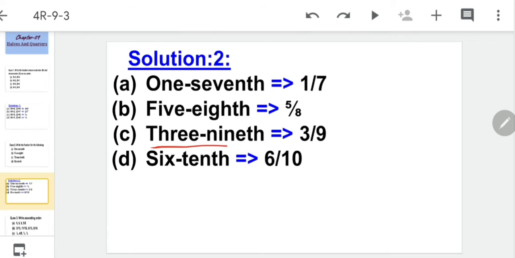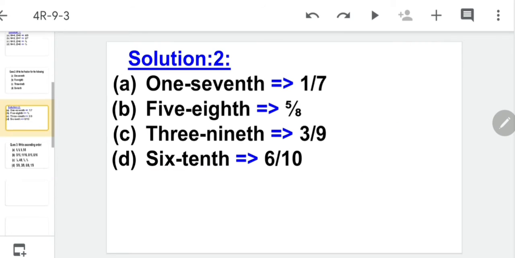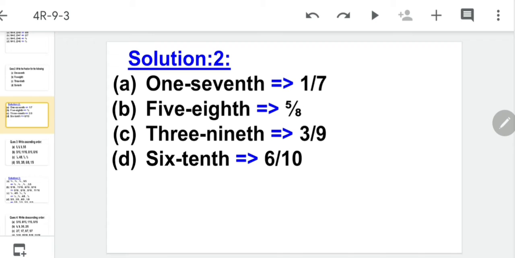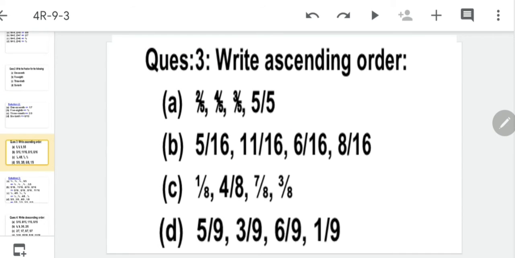Next is 3/9 means 3 part of 9. So we can write it as 3 upon 9. Next is 6/10 means 6 part of 10. So we can write it as 6 upon 10. So this is it for 2. Now let's see the next question.